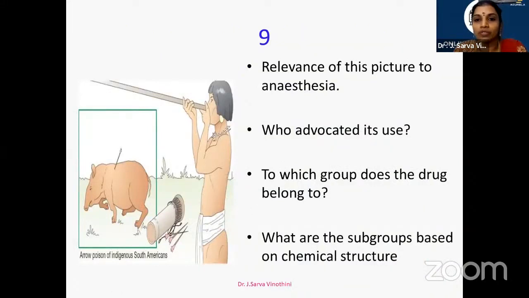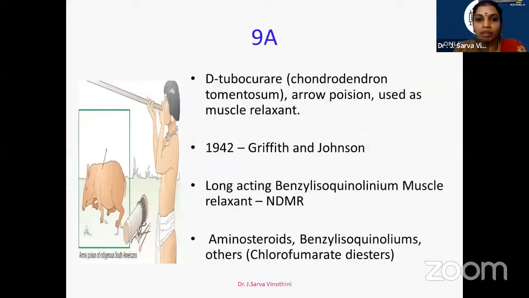What is the relevance of this picture to anesthesia? Who advocated its use? To which group does this drug belong to? What are the subgroups based on the chemical structure? Here we can see that they have used D-tubocurarine, which is obtained from Chondrodendron tomentosum. It is an arrow poison that is used by South Americans. It was used as a muscle relaxant to kill animals, actually.